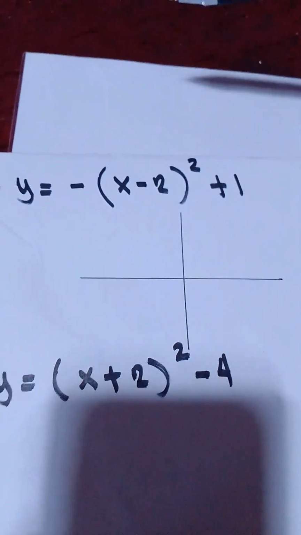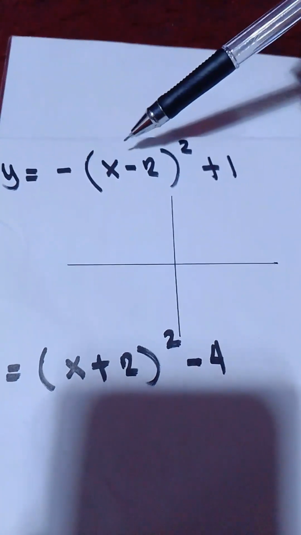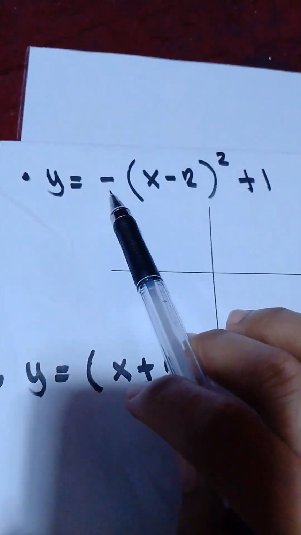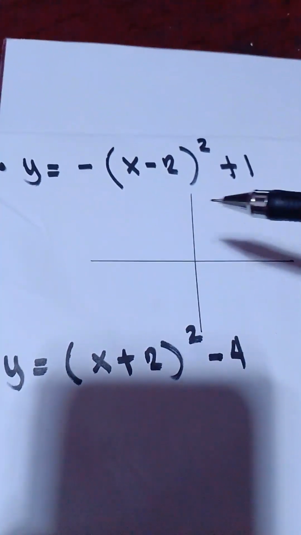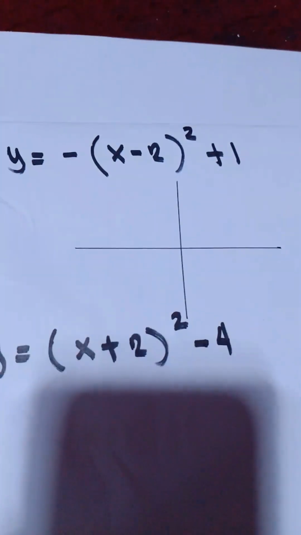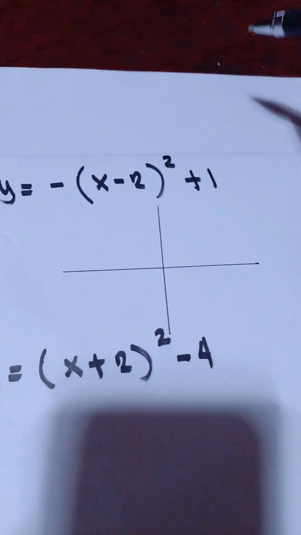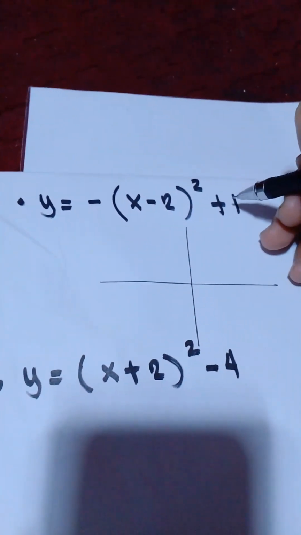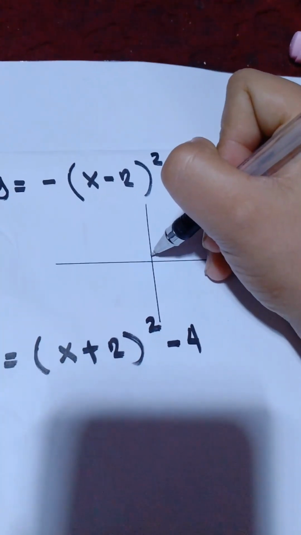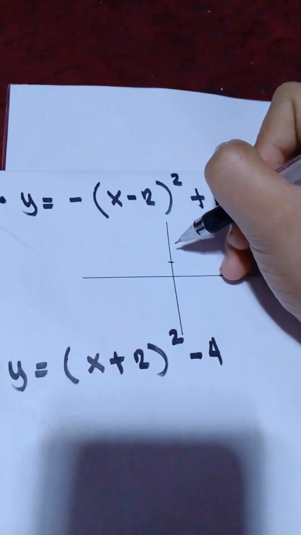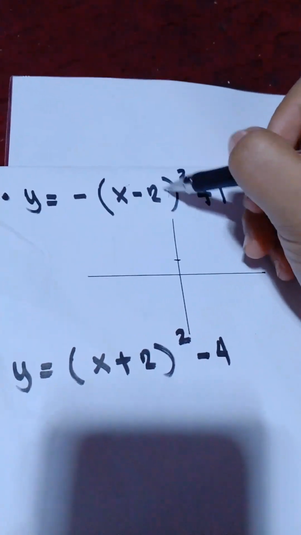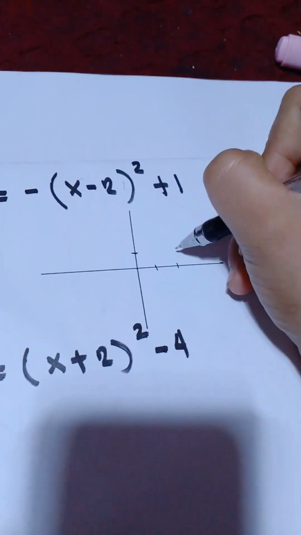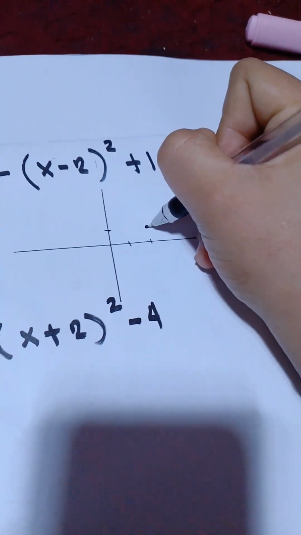What if you are given y equals negative x minus 2 squared plus 1? Since it's negative, it will open downward. And we have here a y-intercept of 1, so we're going to move the vertex upward by 1, and to the right by 2. So 1, 2. The vertex is located somewhere here.